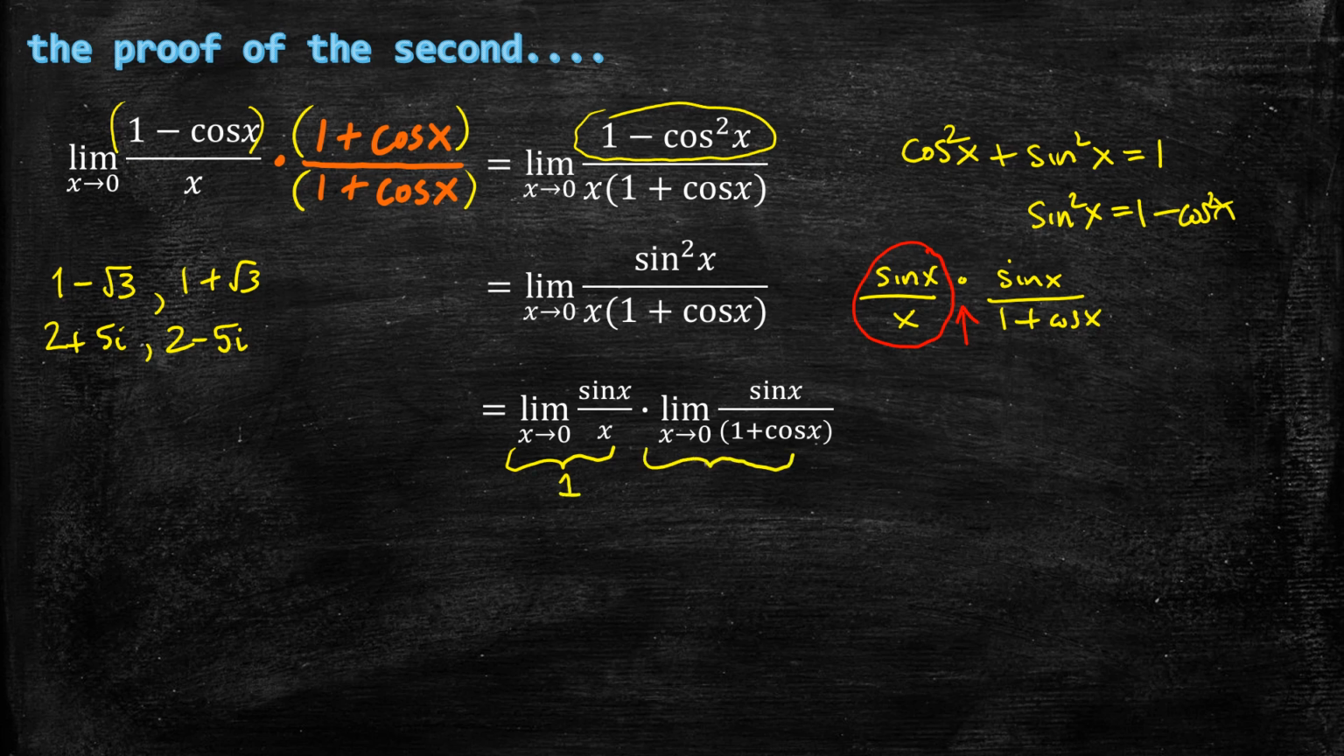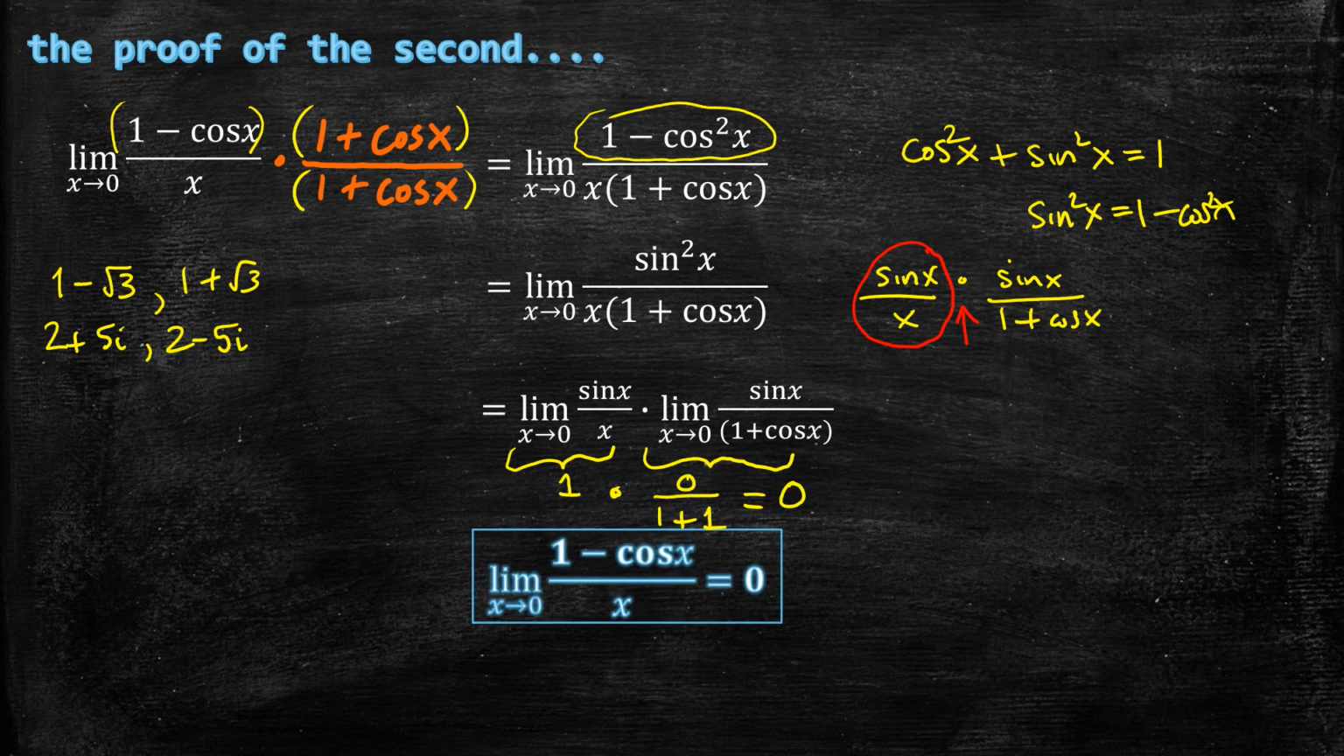And here we can just, so it's 1 times, we can actually plug x equals 0 in. Sine of 0 is 0 over 1 plus cosine of 0 is 1. And that comes out to be 0, which delivers us our second important limit, that the limit as x goes to 0 of 1 minus cosine x over x is indeed 0.